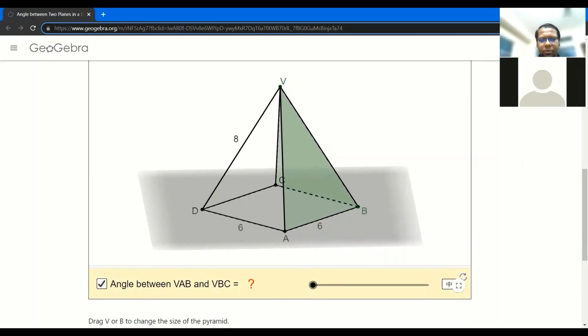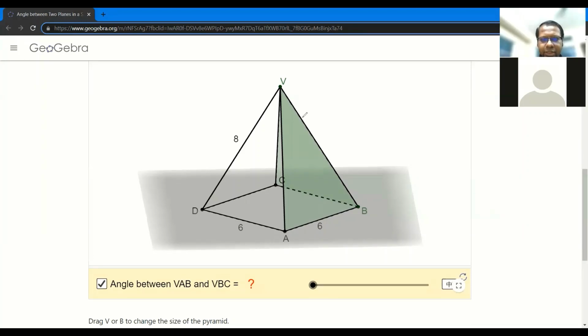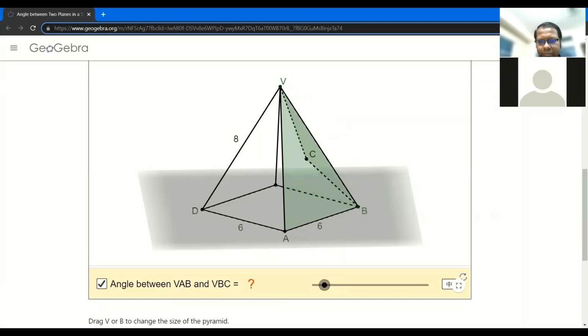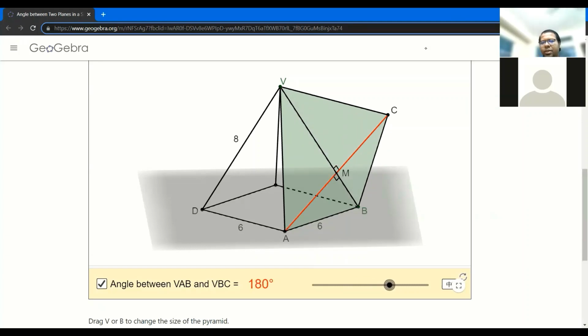Now here, we want to find out the angle between this VAB surface and VCB surface, the surface on the other side. We want to find out the angle between that. So look at here. The VCB plane is moving in outward direction. Now here, the angle is 180 degree. The angle between this VAB surface and VBC surface is 180 degree. Why? Because they're completely in one plane.